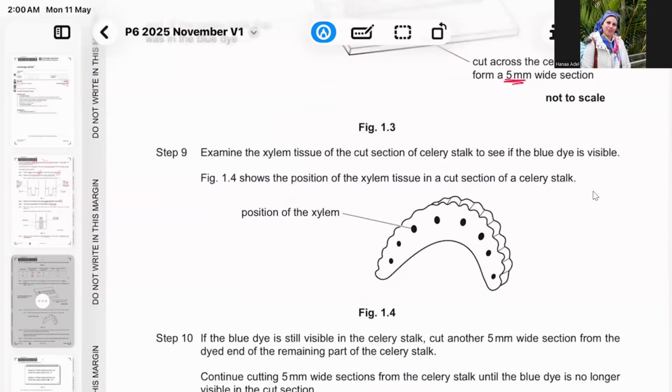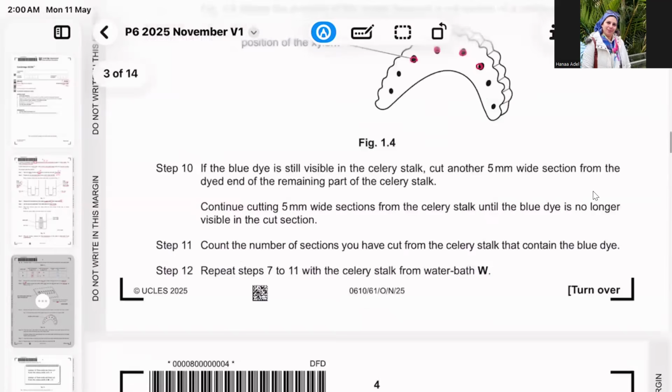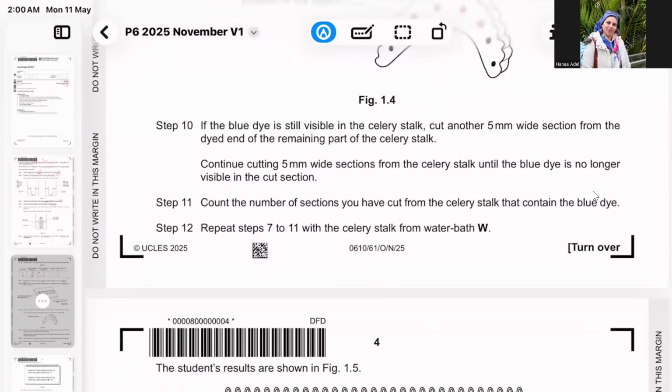Examine the xylem tissue of the cut section of celery stalk to see if the blue dye is visible. Okay, so this is the part that's stained with the blue dye, which is xylem. Figure 1.4 shows the position of xylem tissue in a cut section of celery stalk. Step 10: if the blue dye is still visible in the celery stalk, cut another 5 millimeter wide section from the dyed end of the remaining part of the celery stalk.